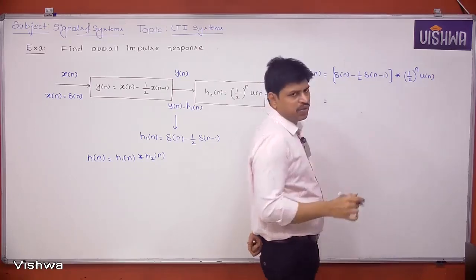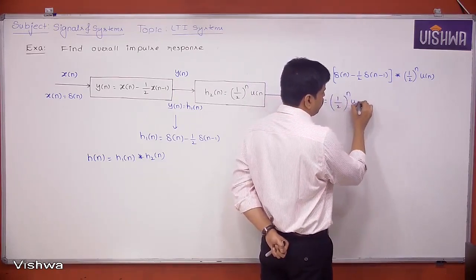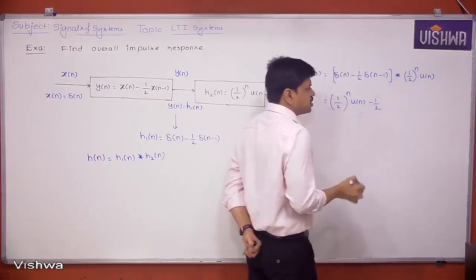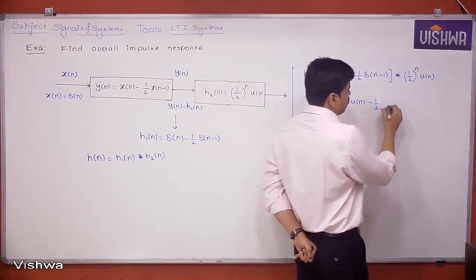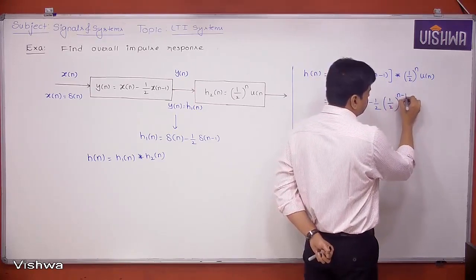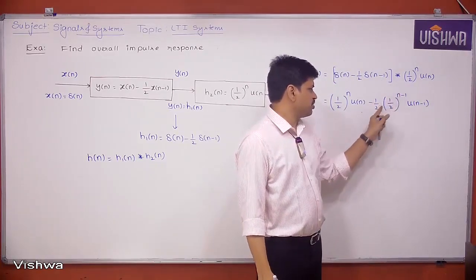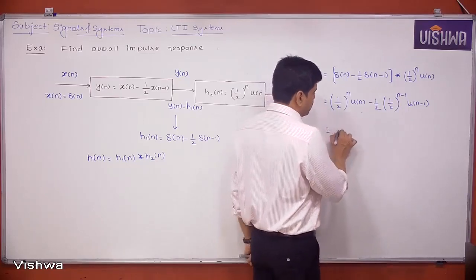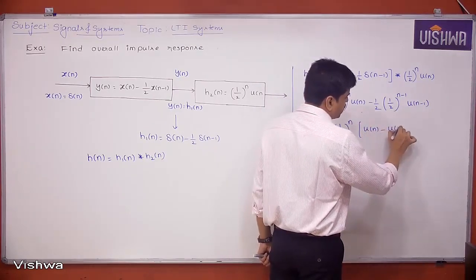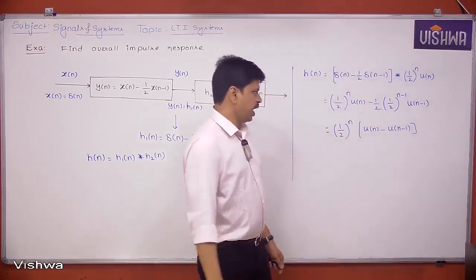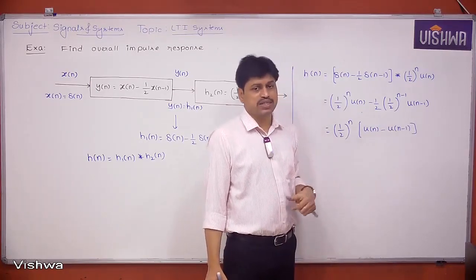If any signal is convolved with the impulse function, it is going to be the same function. So which is 1 by 2 whole power n u of n, minus 1 by 2 times, any function convolved with delta n minus 1 gives the same function with the same shift. That means 1 by 2 whole power n minus 1 u of n minus 1. Now if you observe carefully, 1 by 2 whole power n minus 1 multiplied by 1 by 2, the minus 1 and plus 1 get cancelled. So if I take 1 by 2 whole power n common, we are left with u of n minus u of n minus 1. And we know this difference of step functions u of n minus u of n minus 1 results in delta n.